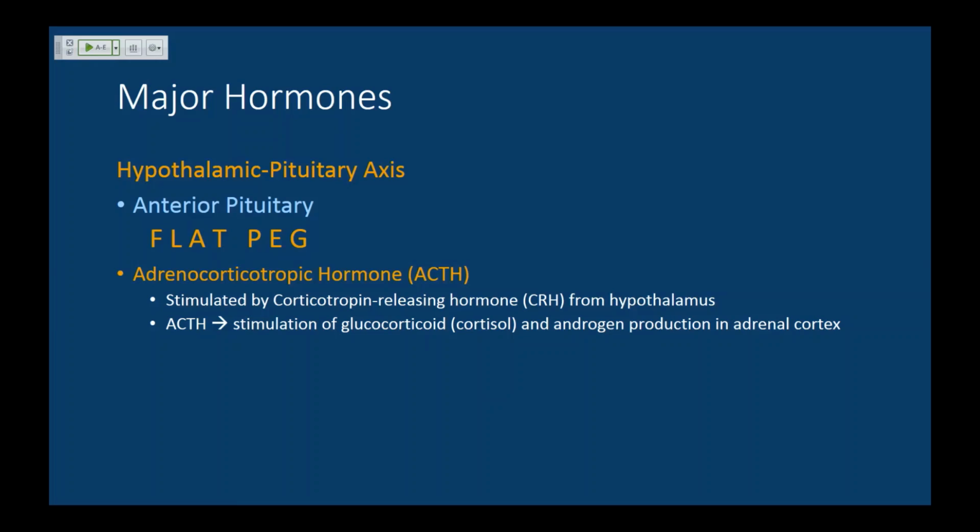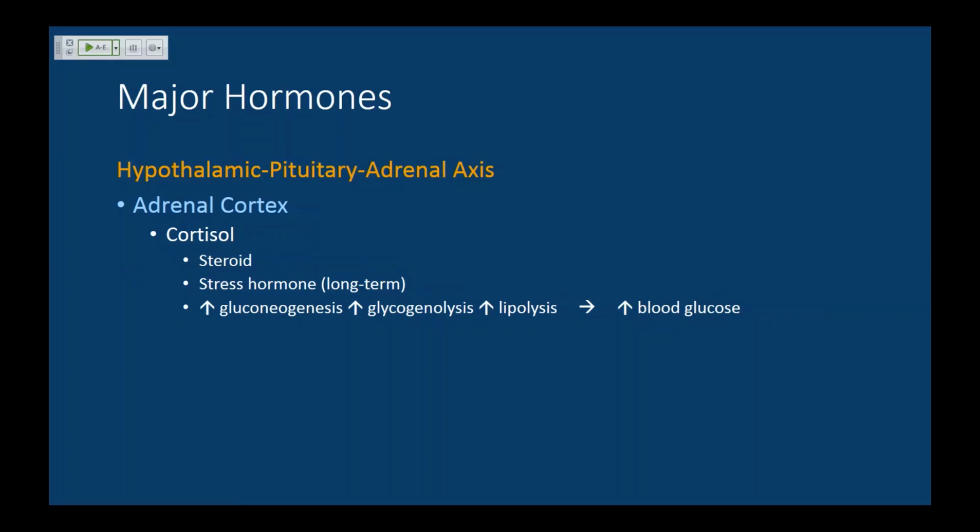And then adrenocorticotropic hormone is tropic, meaning it stimulates the adrenal cortex, very aptly named. Okay, and upon stimulation of the adrenal cortex, we get the production of a glucocorticoid known as cortisol and androgen production in the adrenal cortex. So following that now, we are now in the hypothalamic pituitary adrenal axis, and we arrive at the adrenal cortex, which is stimulated by adrenocorticotropic hormone.